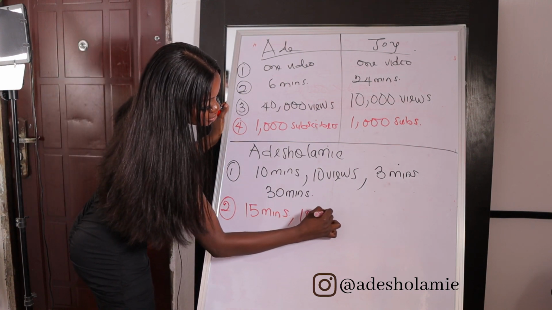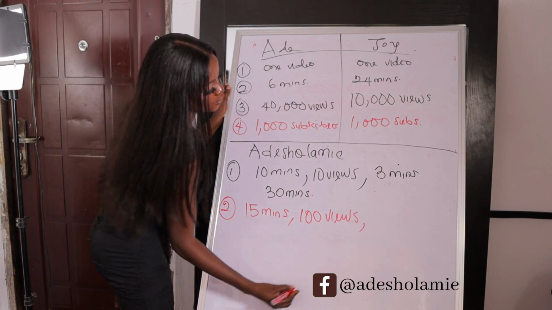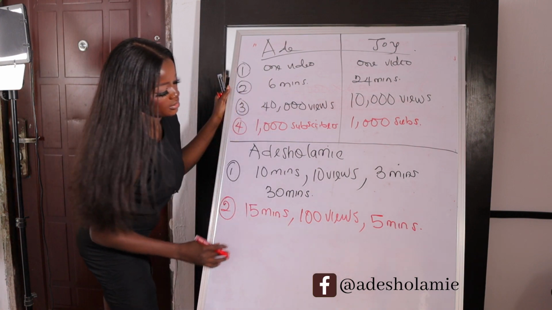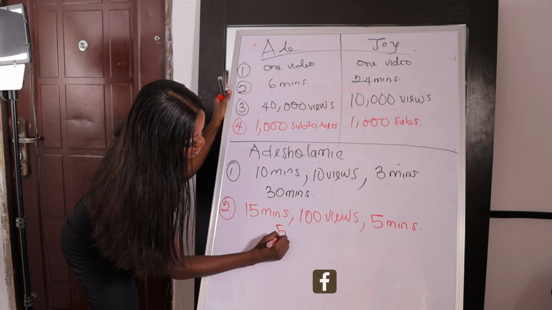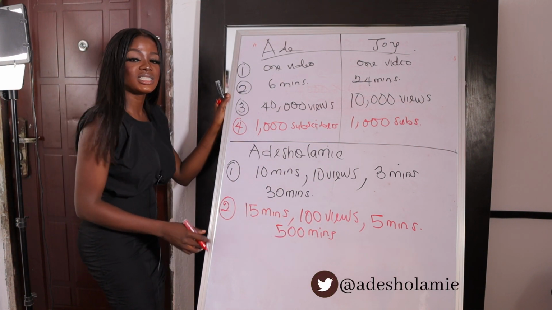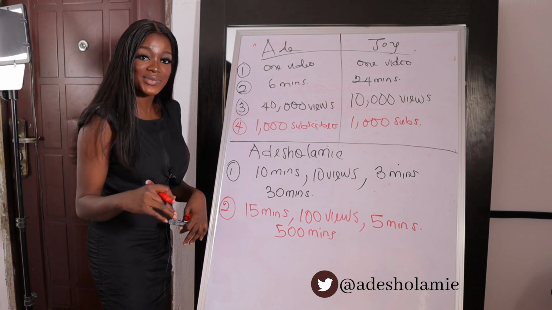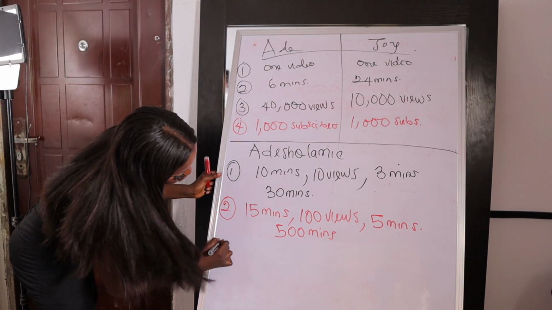Just 30 minutes. Another scenario, if Adeshola posts a 5-minute video, or let's say a 15-minute video, and she has 100 views, and this video was watched for about 5 minutes, that means Adeshola has 5 times 100 views, 500 minutes. All of these minutes are counting towards the required number of minutes you need to be accepted into the YouTube partnership program.